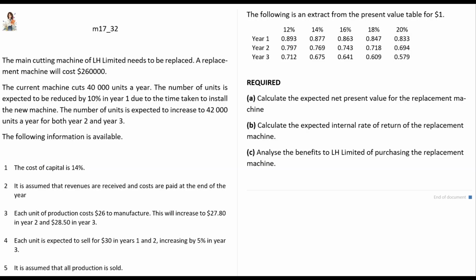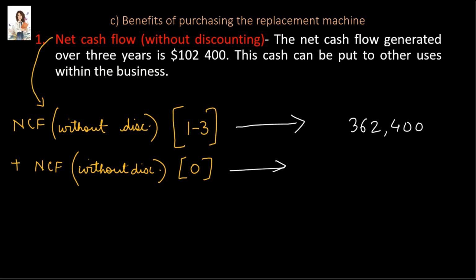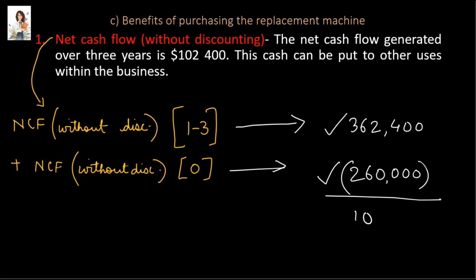$362,400. The only cash flow for year 0 is $260,000 of outflow. So that's $260,000 outflow. We add the two figures, we get $362,400 minus $260,000, that is $102,400. That is our net cash flow without discounting. So the first benefit of purchasing the replacement machine to LH Limited is that it can use this cash for its operations.